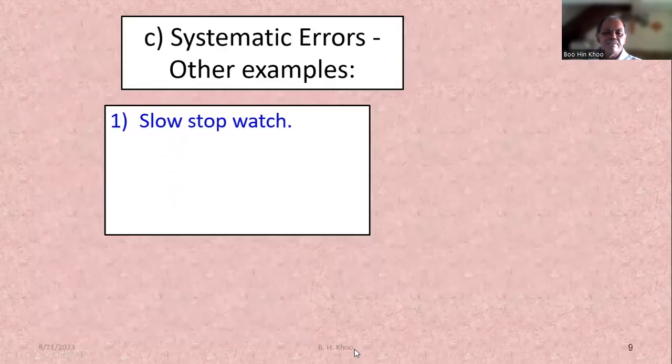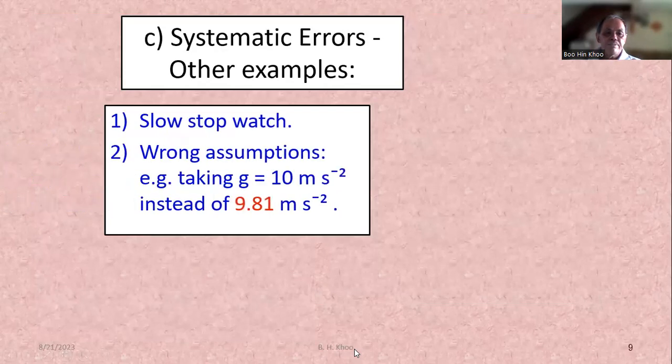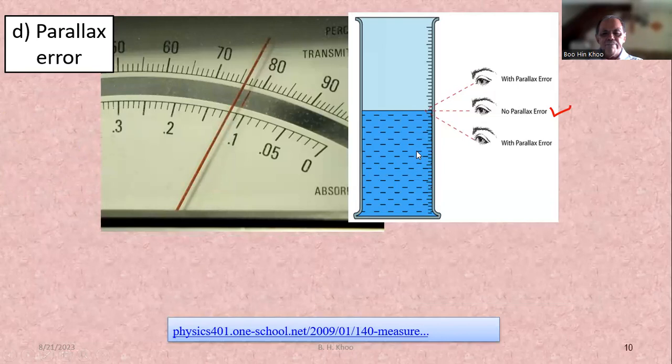Other examples of systematic error include a slow stopwatch, and wrong assumptions. In O level we use 10 for fast calculation, but in A level we have to use 9.81. So if we use 10, we are causing systematic error, giving calculations that are always too high. Or reading a measuring cylinder: this is the right way to read, with no parallax error. If we read this value, there's parallax error. So we have to read directly above the needle, this needle, and the image inside.